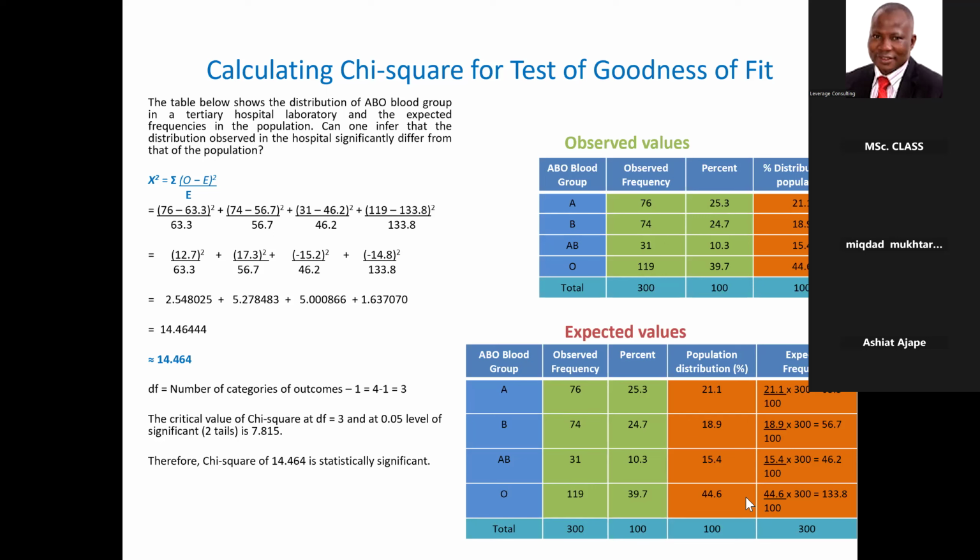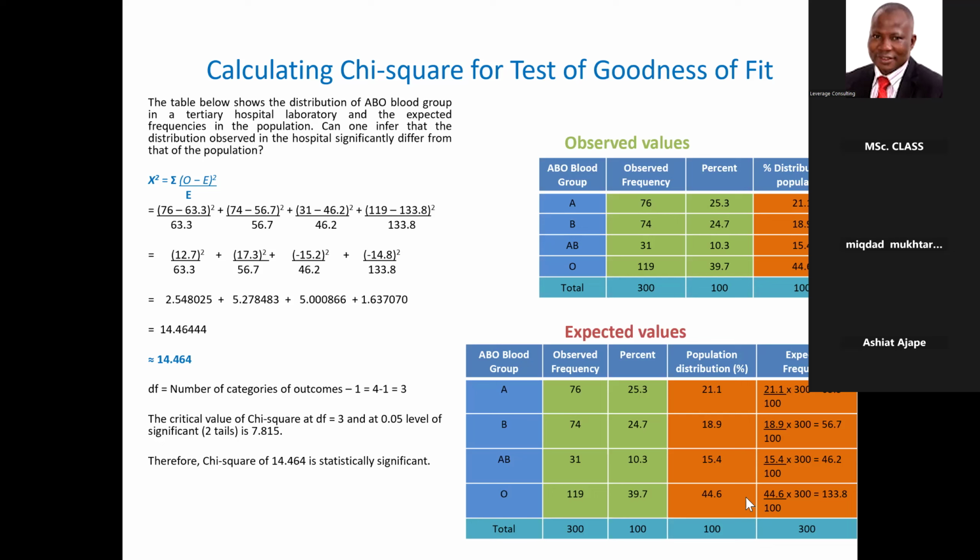So look at the expected value now. 21.1 out of 100. That's 21.1%, meaning 21.1 over 100. So 21.1 over 100 of 300 will give how many? What's the count? 63.3. The same thing, 18.9 over 100 of 300. 300 is your own sample size. You are applying their percentage to your own sample size.